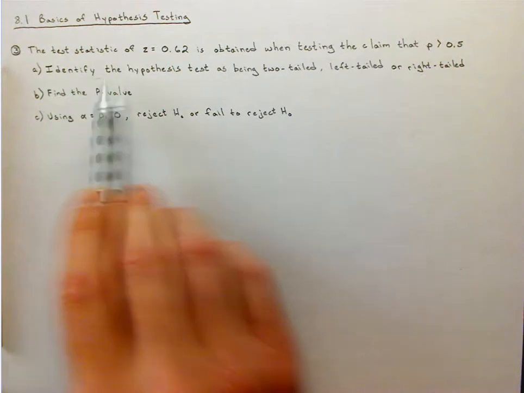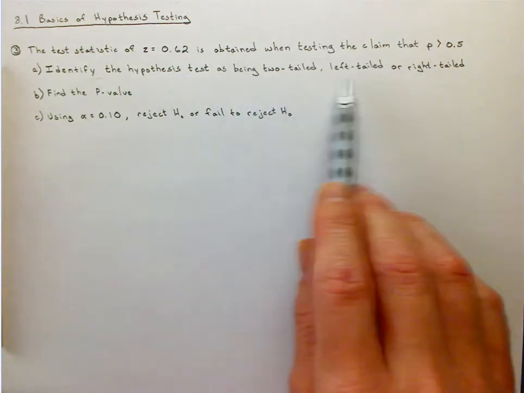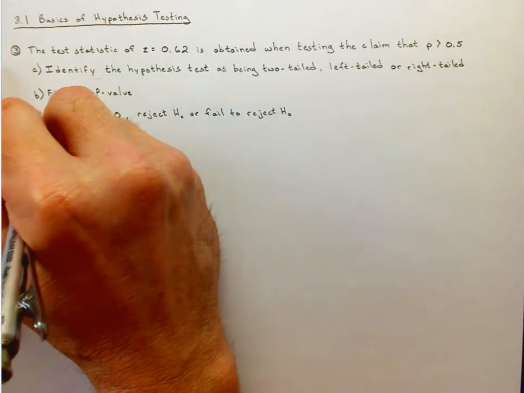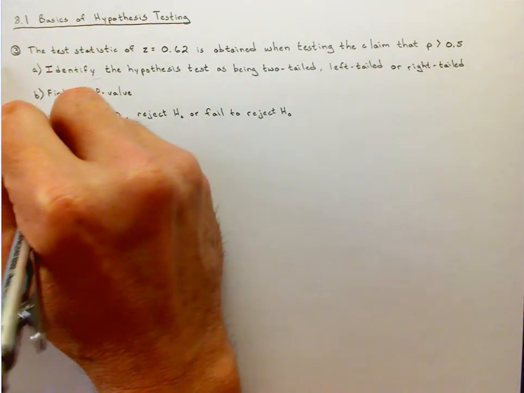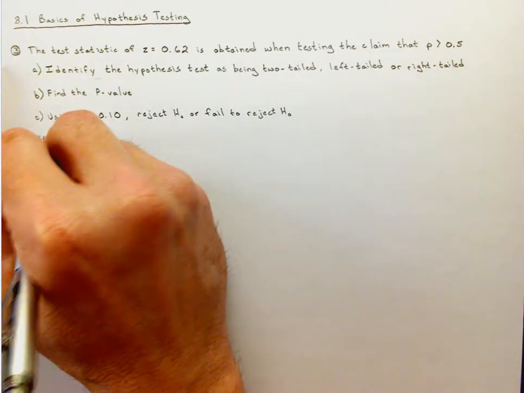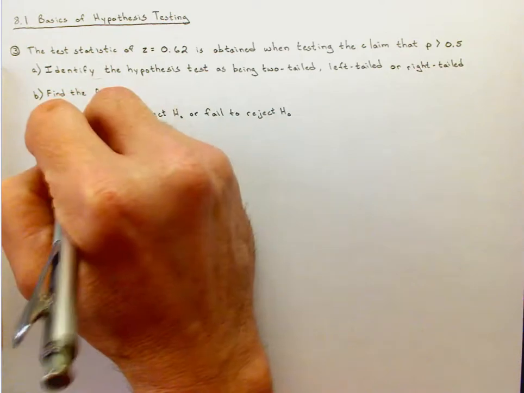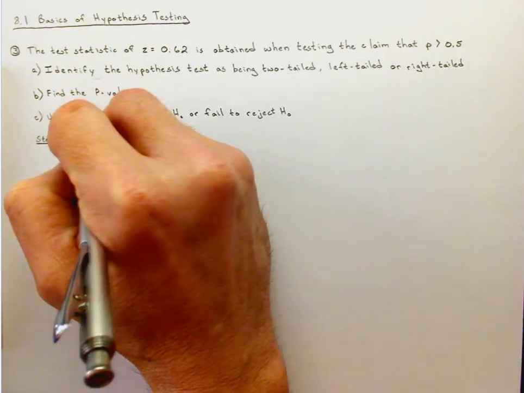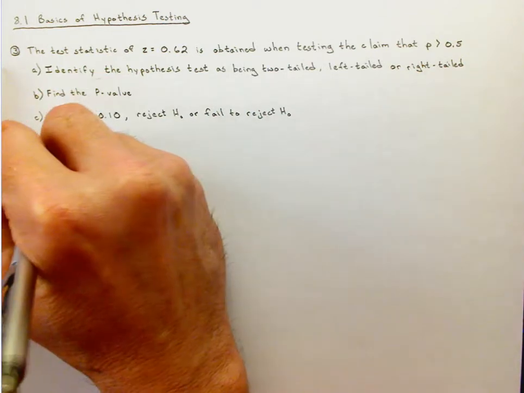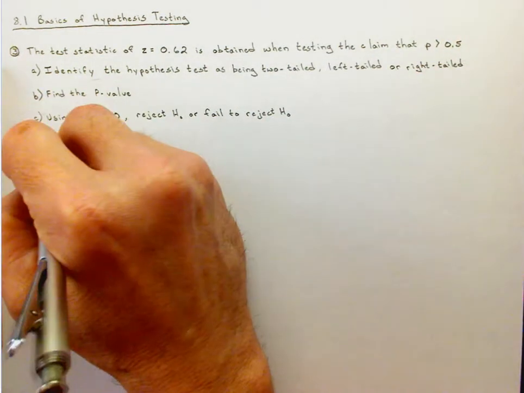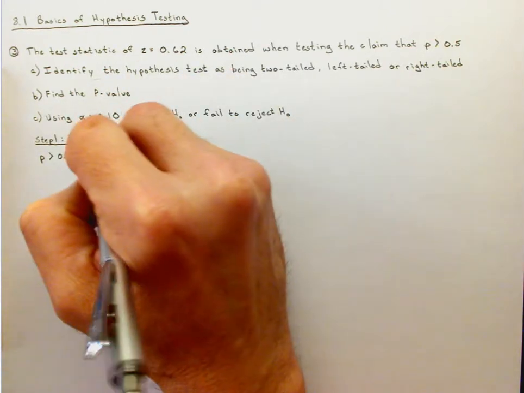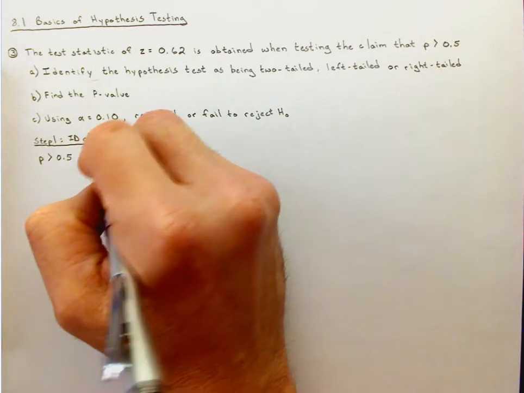So they want us to identify the hypothesis test as being two-tailed, left-tailed, or right-tailed, and that involves steps 1, 2, and 3. And we'll go through each step. So step 1 is just going to be to ID the claim. Okay, step 1. And what we know is that p is greater than 0.5. So p is greater than 0.5. And this is the original claim. So we've identified the original claim.